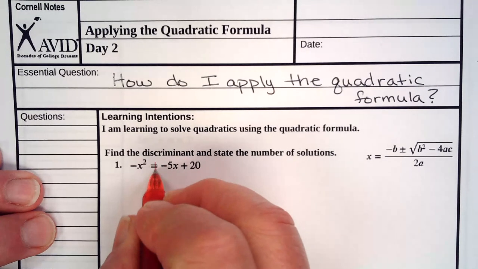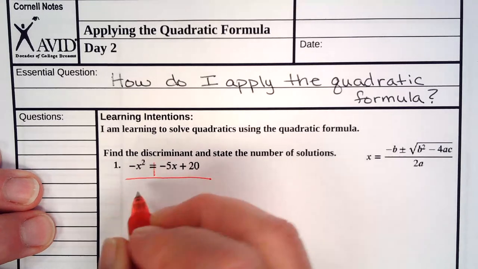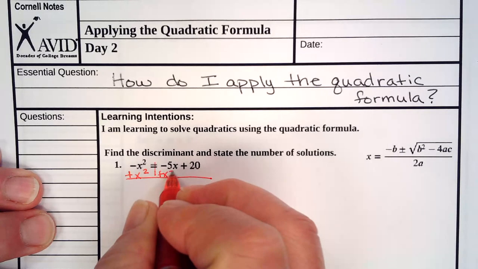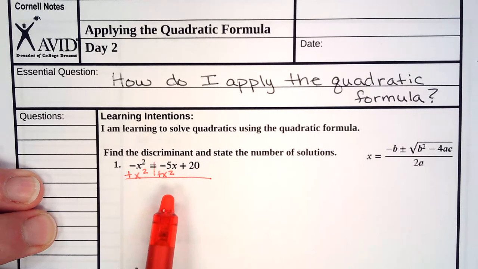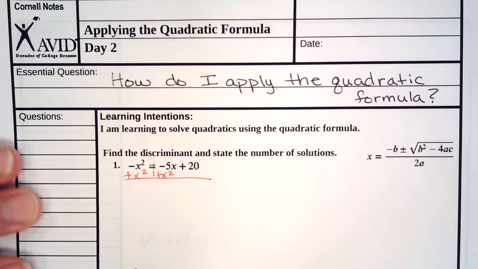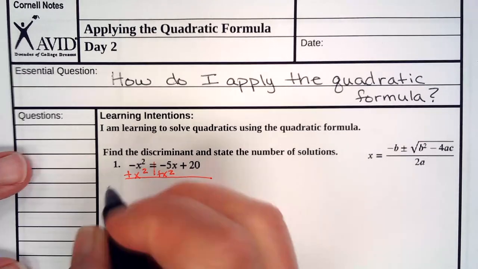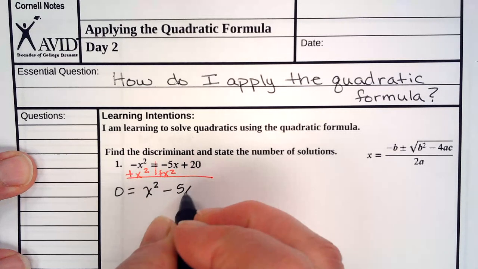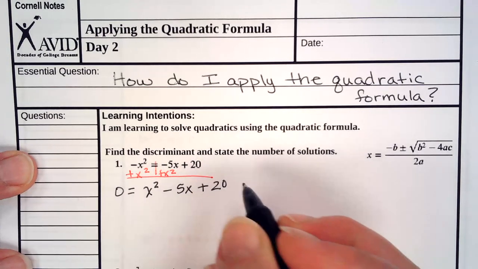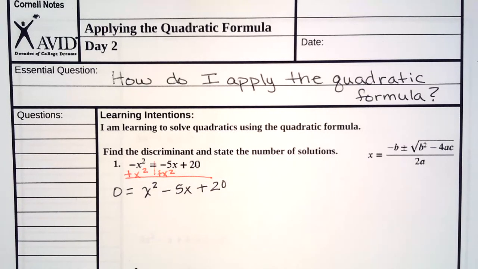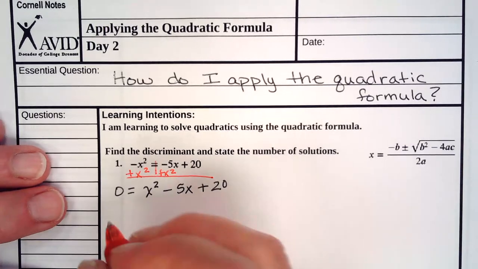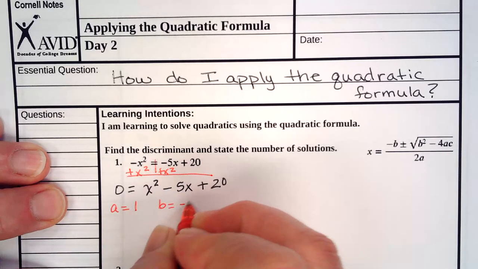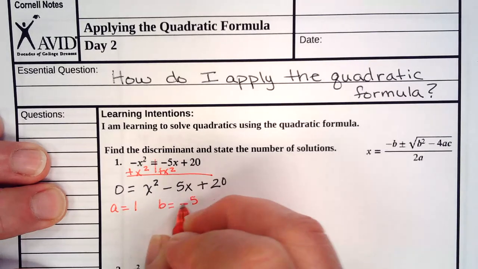If you look at the first one, it is not set equal to 0, so I have to add x squared to both sides. You notice how I tried not to put it under the 5x because they are not like terms. So 0 is equal to x squared minus 5x plus 20. Identify A, B, and C. A is 1, B is negative 5, and C is 20.